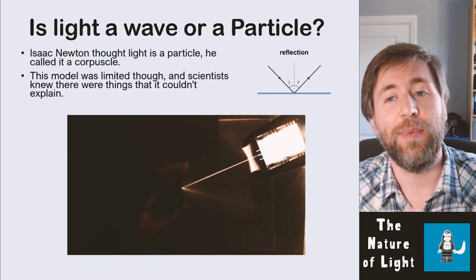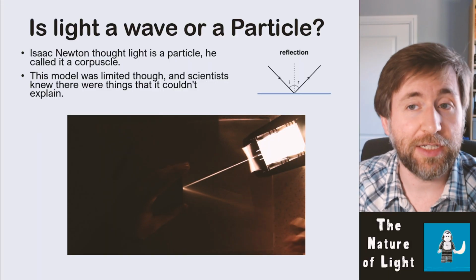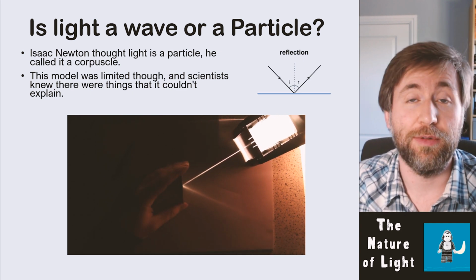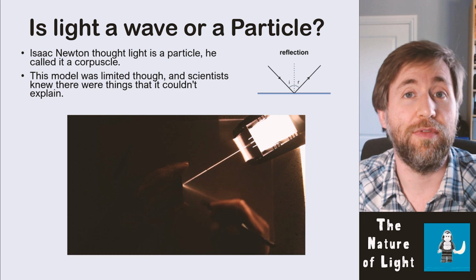See, calling light a particle works well for something like reflection. We know reflection is a property that light has, and that works if it's a particle. That evidence is fine with the model of light as a particle.